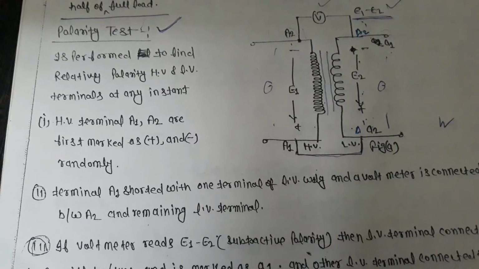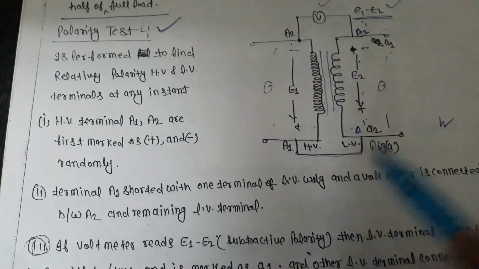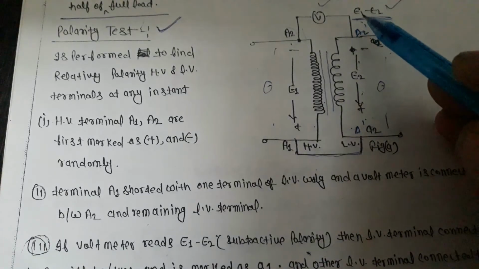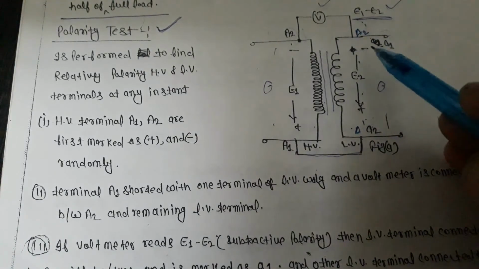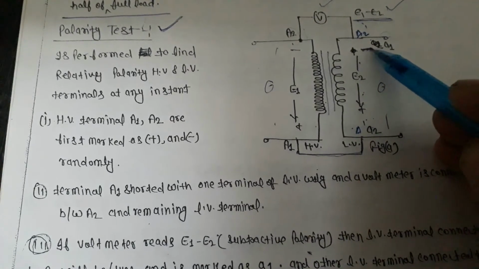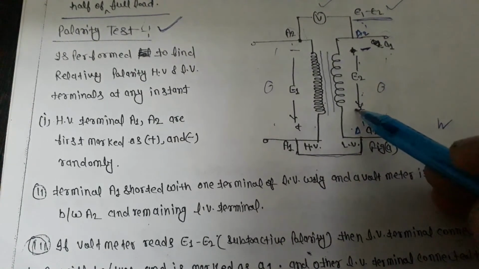First of all, we have to check the voltmeter. If the voltmeter reading is E1 minus E2, then this is the negative polarity and this is the positive polarity.